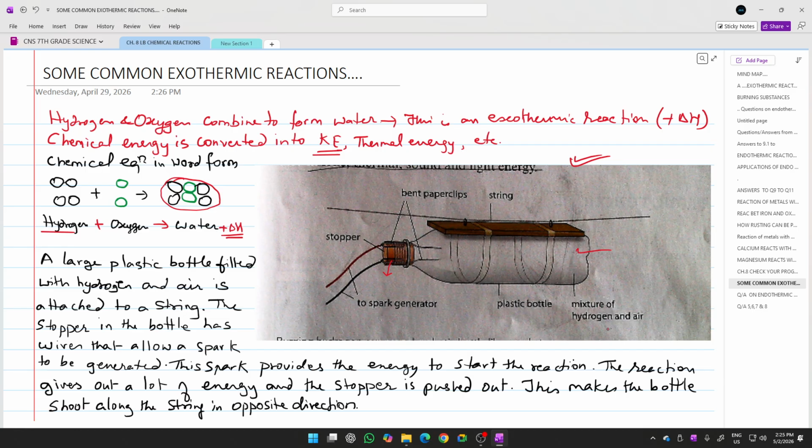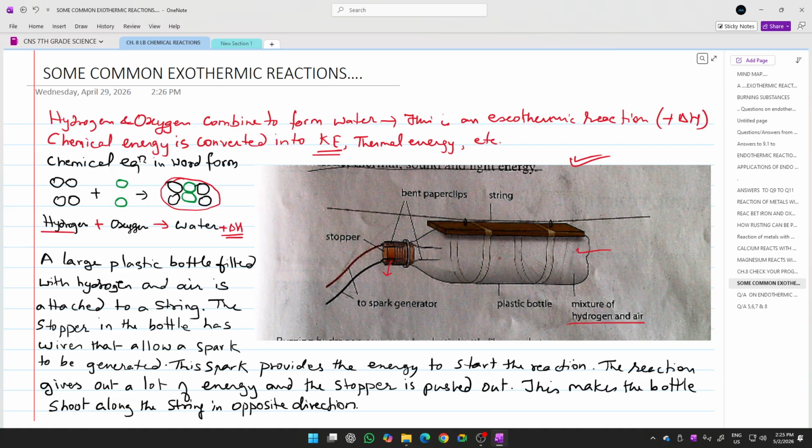Okay, so there is a mixture of hydrogen and air, or you can say hydrogen and oxygen, present in this bottle already. The only thing is, when you create a spark using these wires, the reaction will take place. The spark will burn the hydrogen in air, and when the hydrogen burns in air, the exothermic reaction is going to take place.